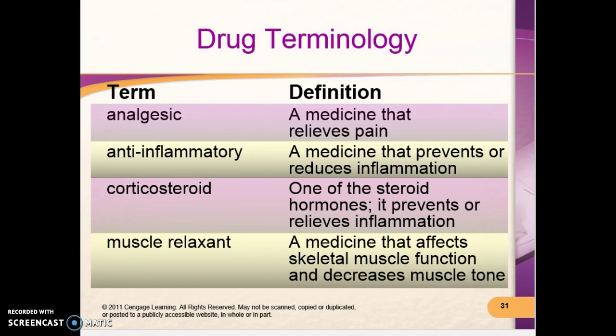So again, focus on not learning necessarily every single bone and muscle of the body, but general things. How do I recognize a bone? How do I recognize a muscle? What am I going to be doing to treat those conditions related to the bones and muscles?